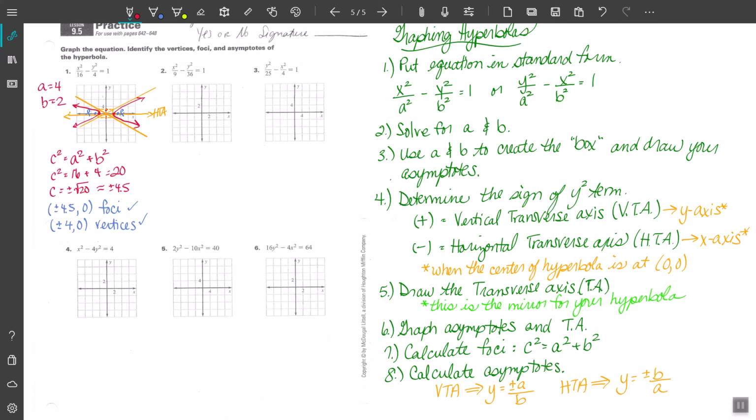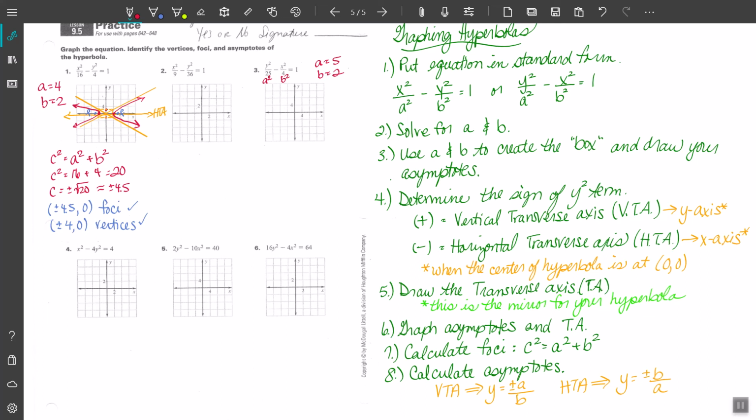So let's try doing the same thing with number 3. Number 3 has the reversed standard form equation. So in this case, in number 3, y squared is positive. We've got the y squared term first. We can see it's in standard form because it's solved for y. And then if I solve for a and b, again, this term here is my a squared. This term here is my b squared. So a is 5 and b is 2.